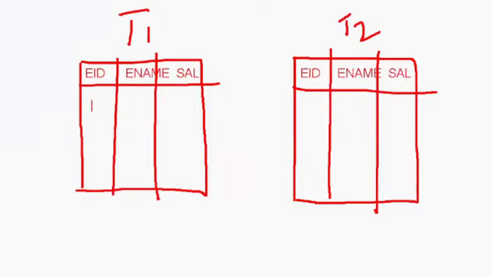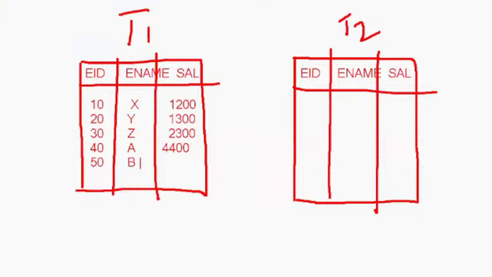Now in this table 1, you have 10, some name X, some salary 1200. Here 20, some Y, 1300. Here 30, some Z, 2300. Then 40, some A, 4400. And 50, here I have B, 4500. Okay, now these are some records in table 1.